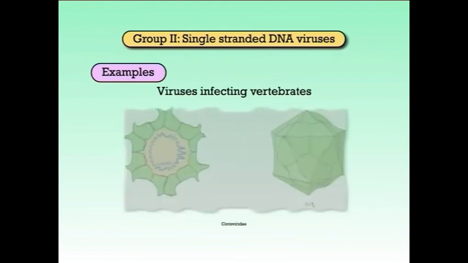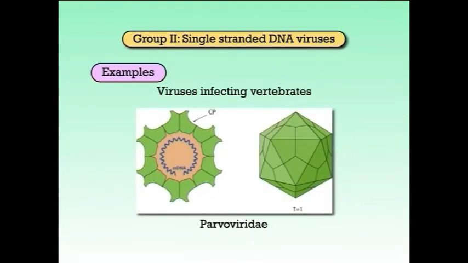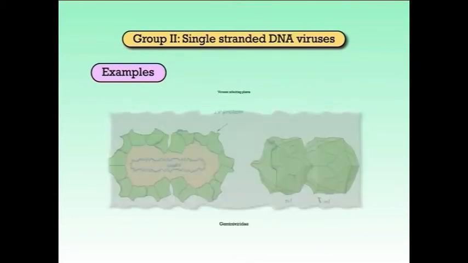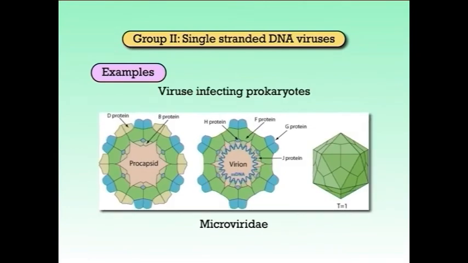Anelloviridae, Circoviridae, and Parvoviridae, which infect the vertebrates, the Geminiviridae and Nanoviridae, which infect plants, and Microviridae that infects prokaryotes, are some of the viruses that come under this group.